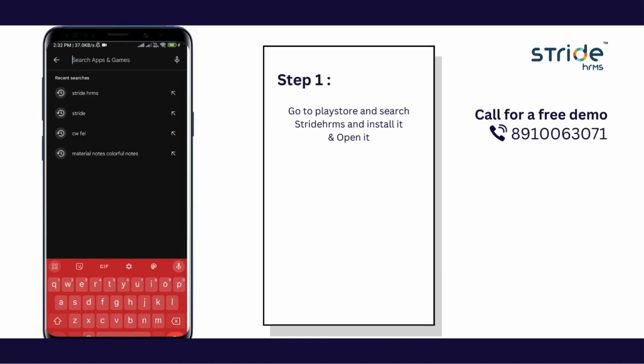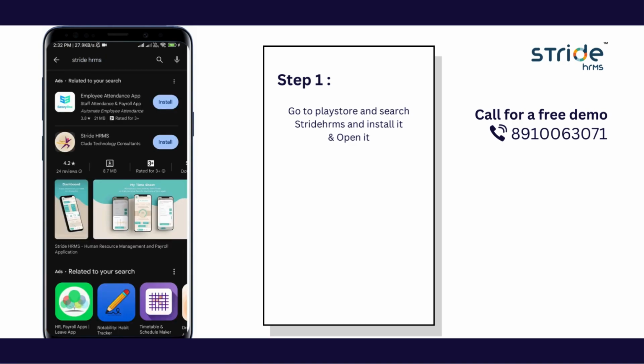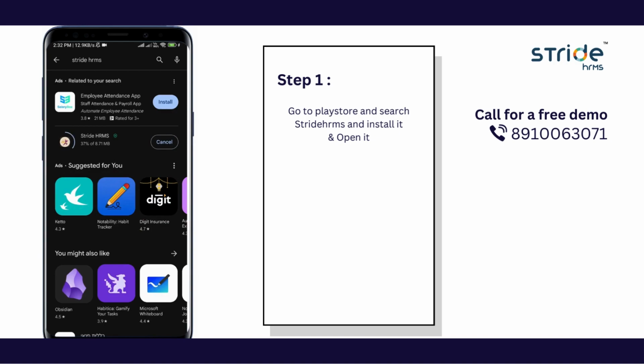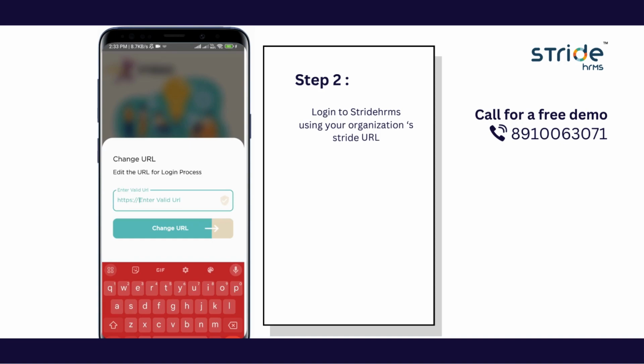First, go to Play Store and search STRIDE HRMS. Upon loading, you will see our STRIDE app. Then click on Install. After installing, open it. You will be prompted to enter the URL of STRIDE HRMS that your organization uses.